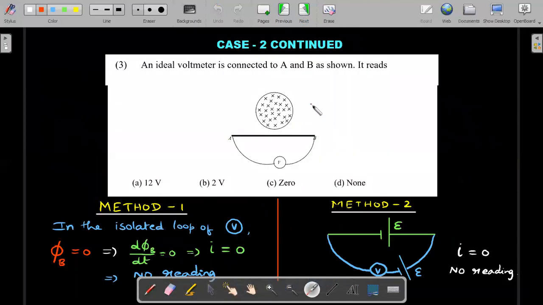Next. Case 2 continued. When we place a voltmeter on that metal rod and we want to read something. Last time we complained that there will not be any reading because there was no material and the voltmeter was just hanging in midair.